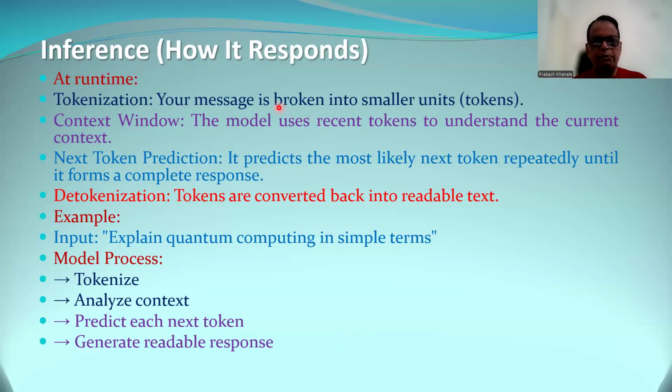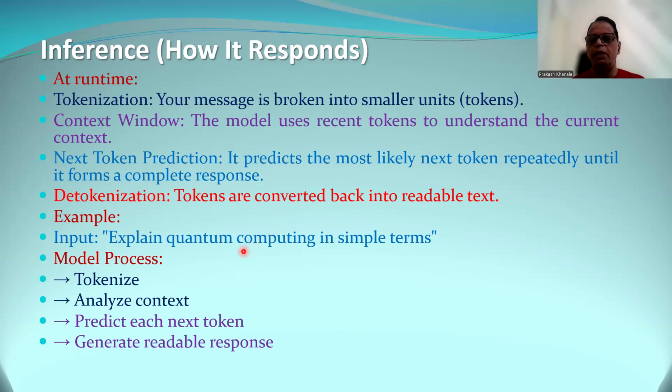The inference mechanism is there in ChatGPT. At runtime, your message is broken into smaller units called tokens. In the context window, the model uses the recent tokens to understand the current context, and the next token is predicted, in order to complete the response. Also, there is a process of de-tokenization where tokens are converted back into readable text.